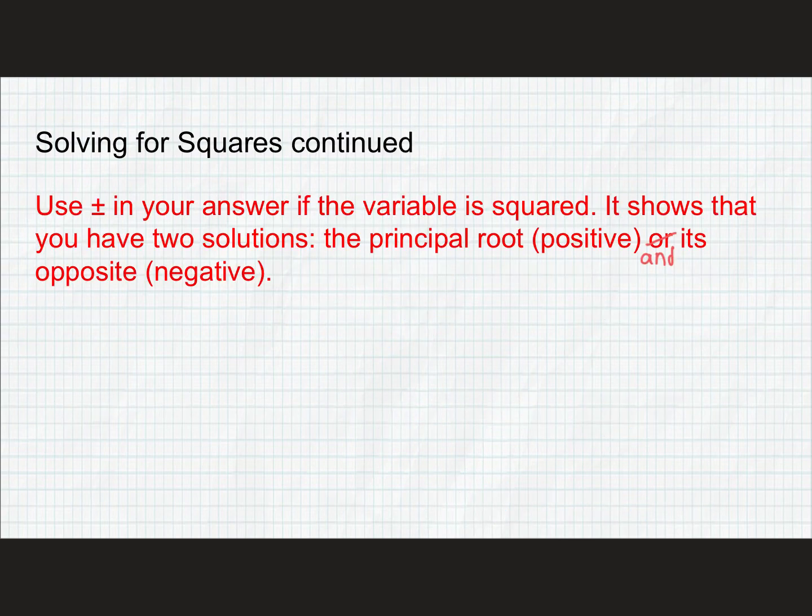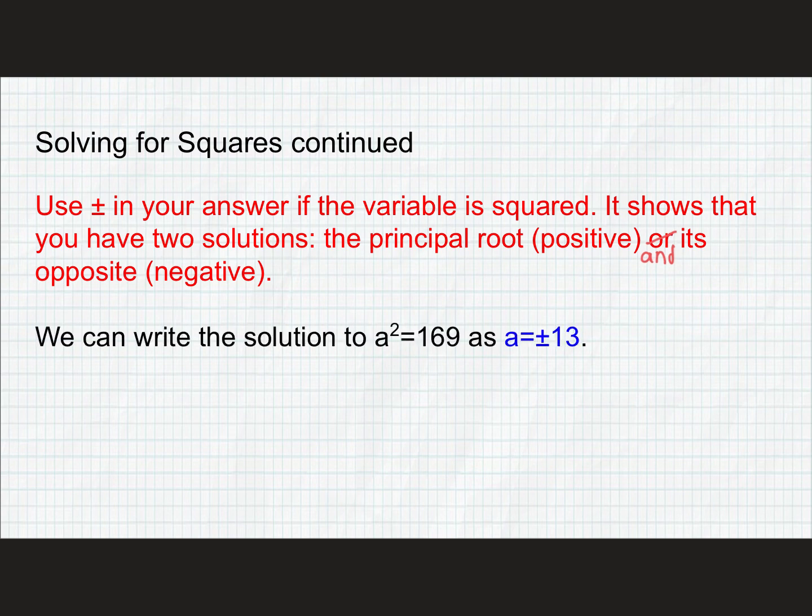Now here's a little side note for you. You can use the plus or minus symbol in your answer if the variable is squared. It shows that you have two solutions, the principal root, which is positive, and its opposite, which is negative. Now, just so you know, that means that we can write the solution to a squared equals 169 as a equals plus or minus 13.